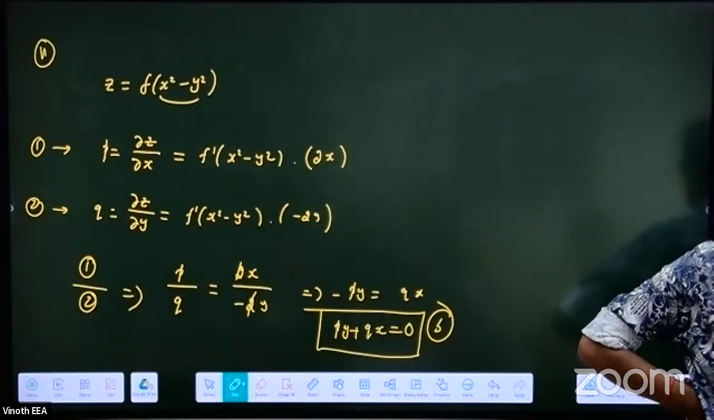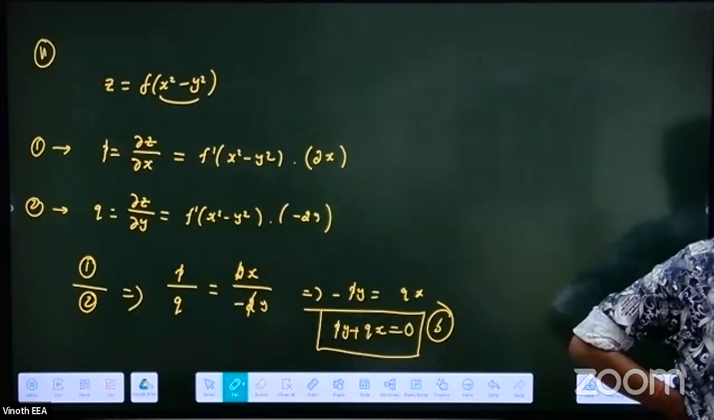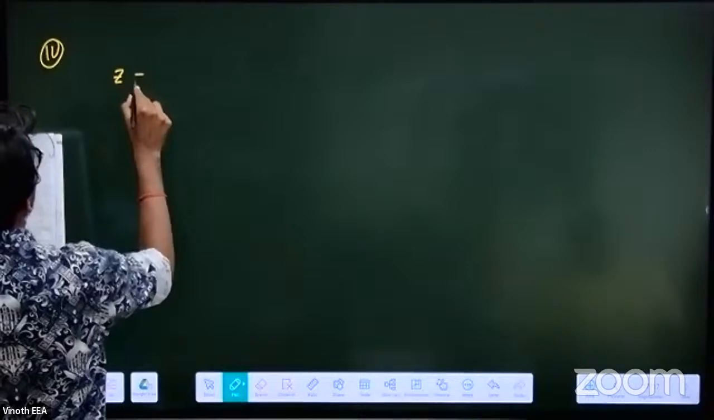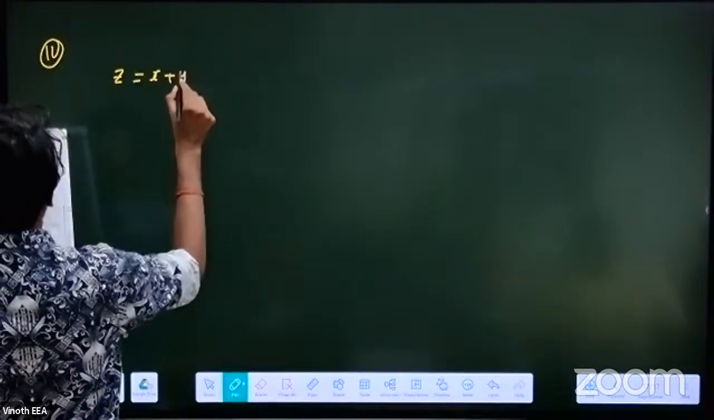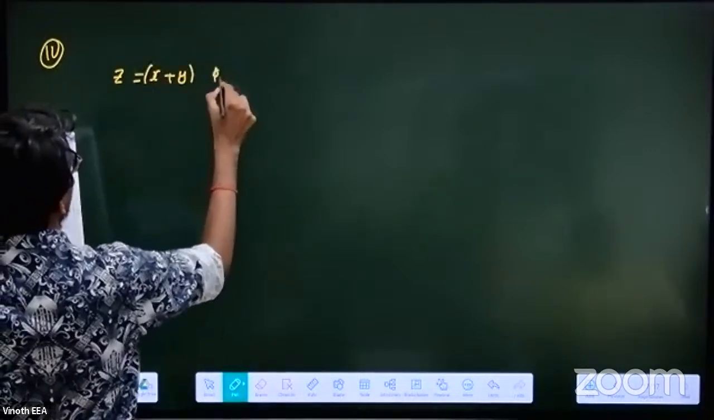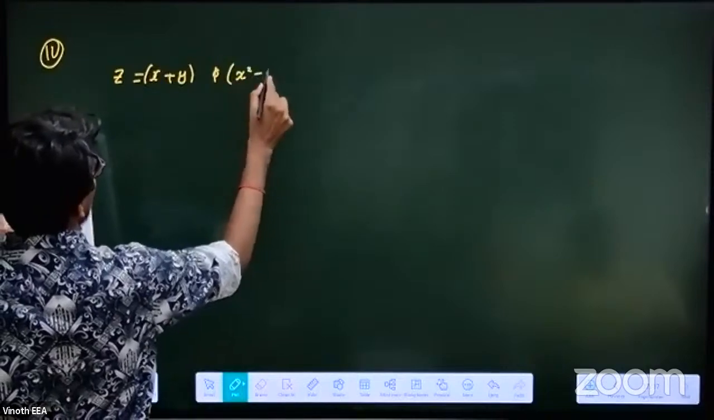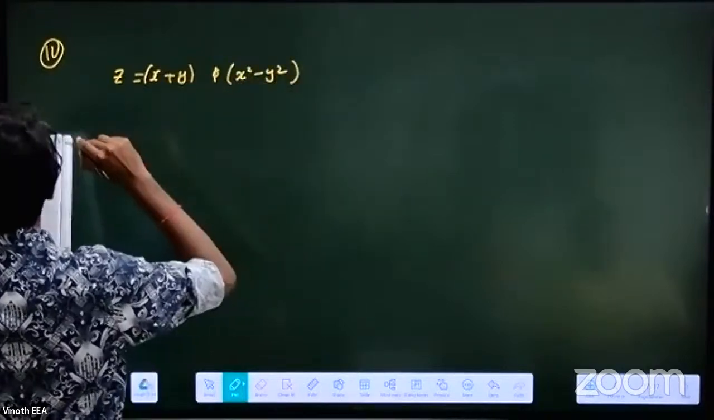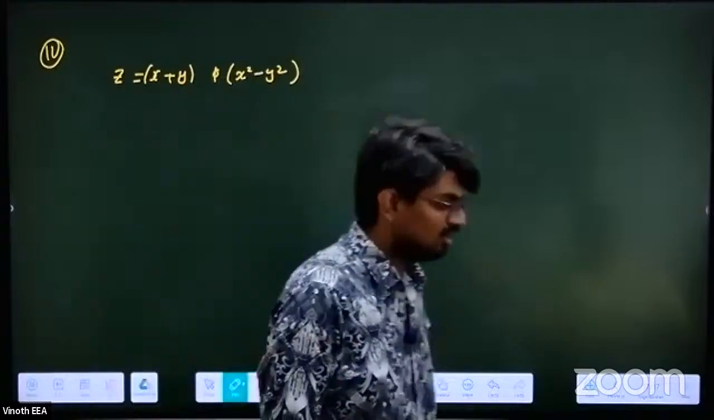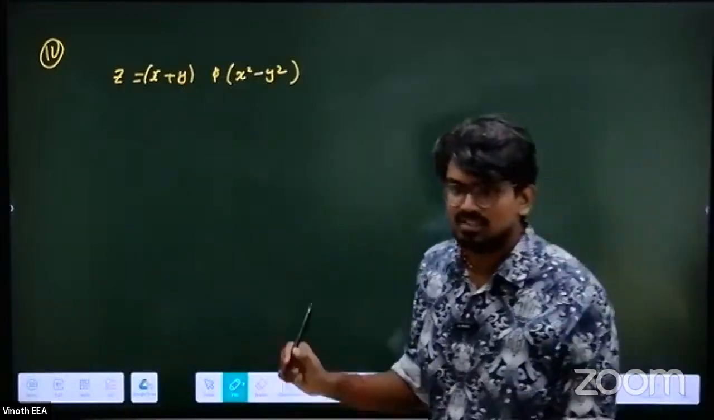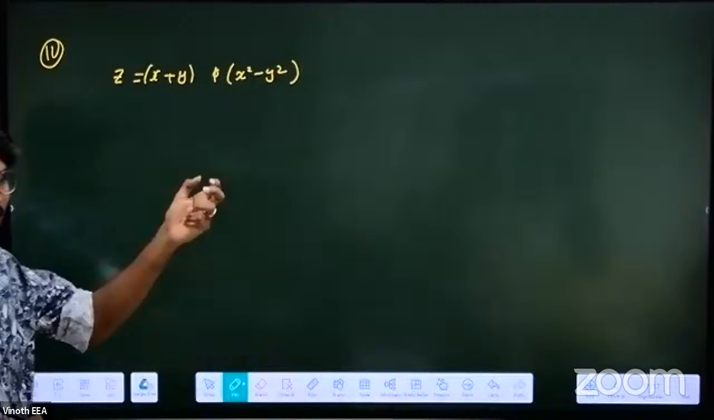Shall I proceed? Have you finished the 11th one? 11th one. 12th question. What is my equation? Is that equal to x plus y into pi of x square minus y square? I need to form the PDE. Again, no arbitrary constants. Okay, so I have only the function.